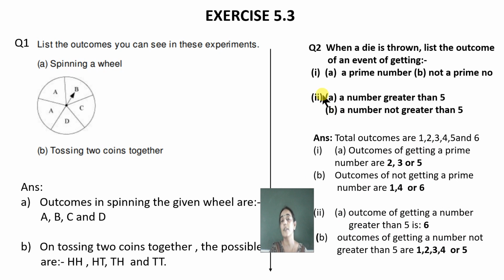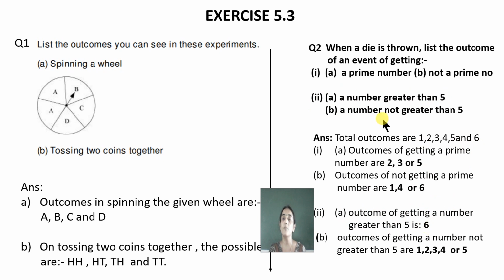Now let's go to the second question. A number greater than 5. You just have to list the outcome. So our outcome of getting a number greater than 5, there is only one number which is greater than 5 and that is 6. So you write 6.